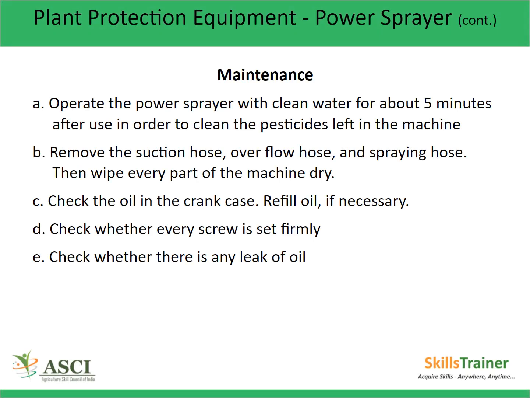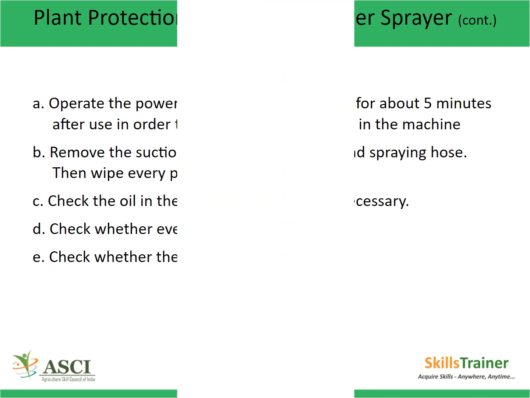Maintenance. Operate the power sprayer with clean water for about 5 minutes after use in order to clean the pesticides left in the machine. Remove the suction hose, overflow hose, and spraying hose. Then wipe every part of the machine dry. Check the oil in the crankcase. Refill oil if necessary. Check whether every screw is set firmly. Check whether there is any leak of oil.